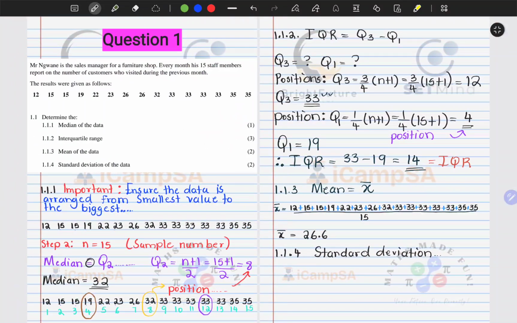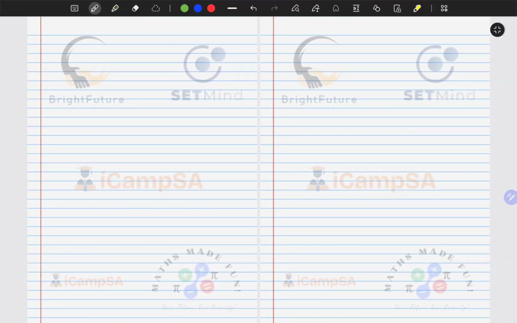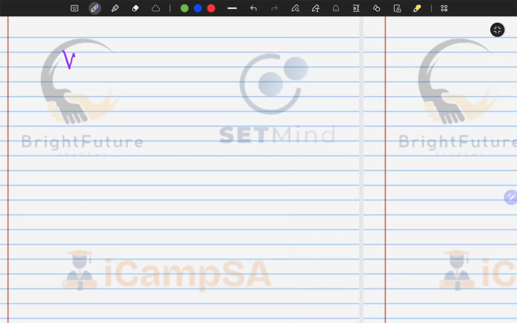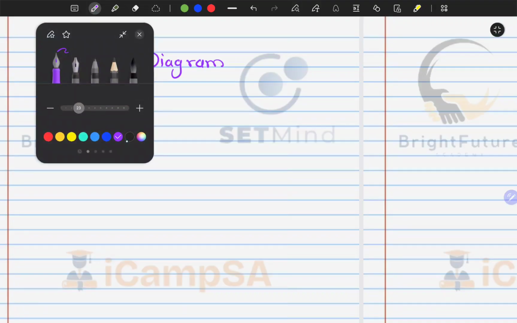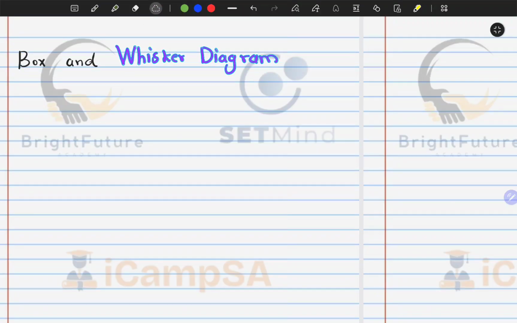So I hope that you guys were able to understand question 1. And this brings me to something that I also want to introduce you to, which you should have learned a while back. They call it the whisker diagram. Let's have a look at that before we go to the next question. Other people call it a box and whisker diagram, so let's call it that.